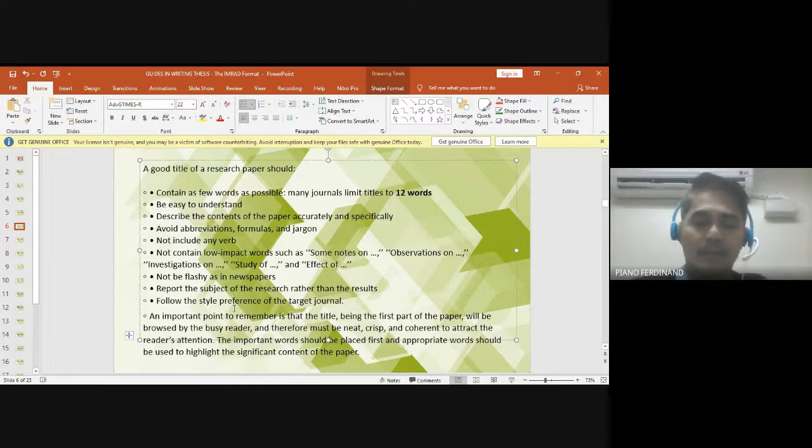isang research presentation or tinatawag nating mga final defense, no? Yung mga oral defenses at nagawa na po at na-bookbind na po yung mga researches nila. Pero kapag dinala mo na siya sa research journal for publication, sometimes nababago pa yung mga title.